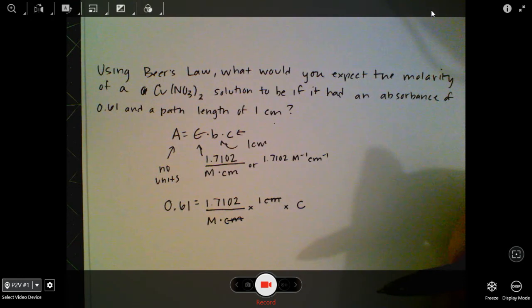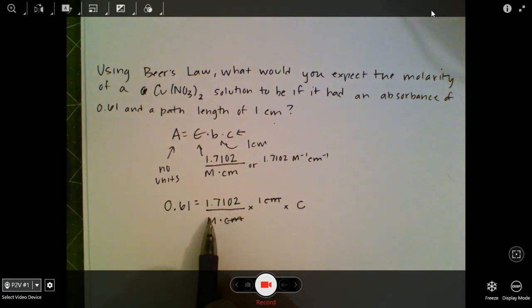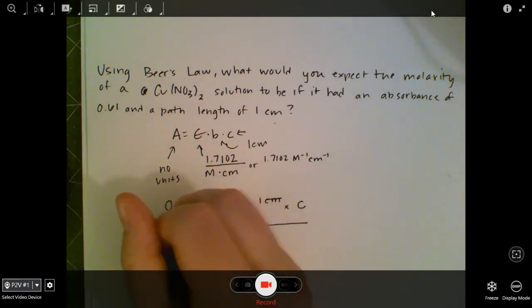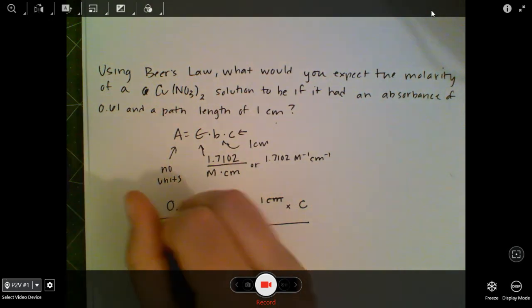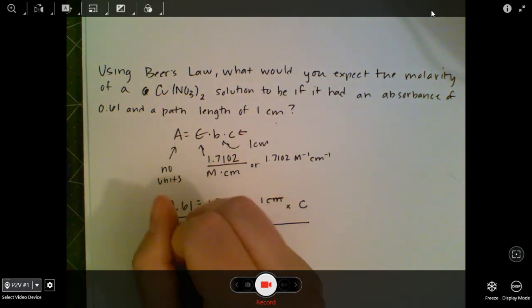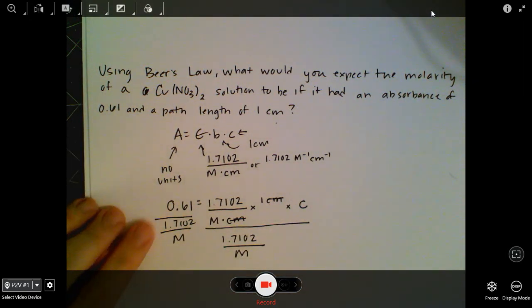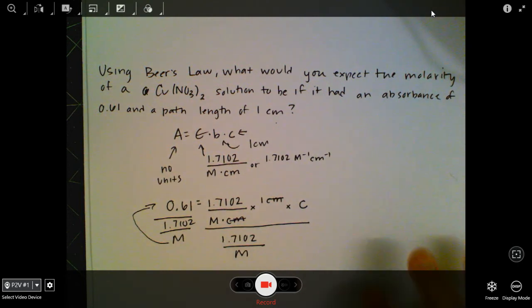Now, do not put units on here. You're going to use your math to make sure that the units work out. Now, in this case, I need to get my concentration by itself. So I'm going to divide both sides by 1.7102 over molar. Okay, so what's going to happen is my math is going to be the 0.61 divided by 1.72, and the units in this case, because it's 1 divided by 1 over molar, these molar units will flip to the top here, and then we will see them show up, which is what we want them to do.